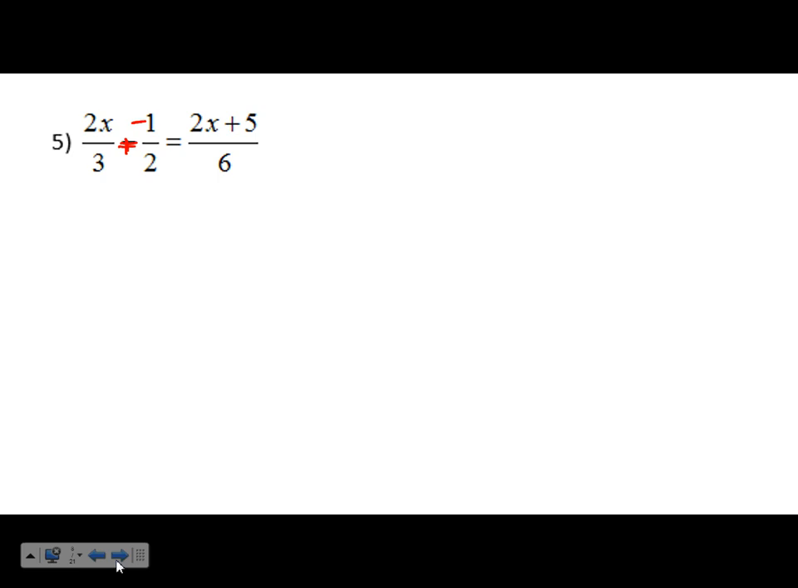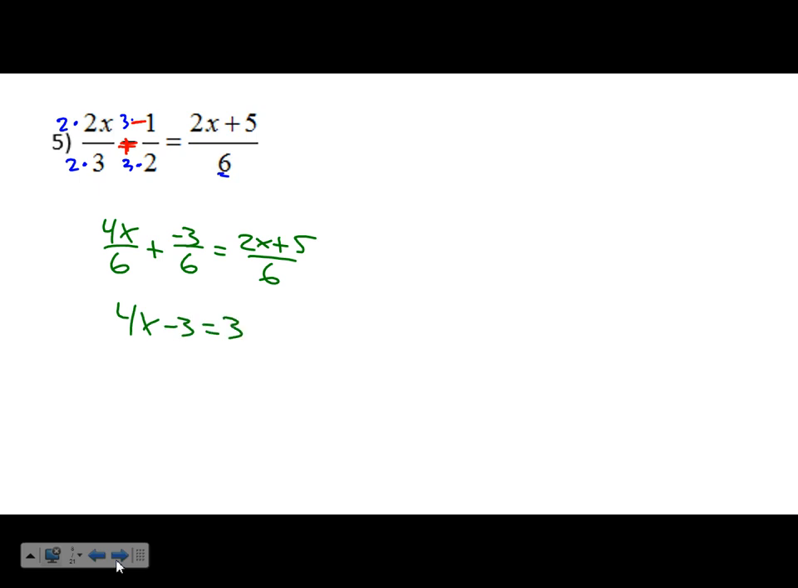And it looks like 6 is going to be the number that we want. So I need to multiply this top and bottom by 2, this top and bottom by 3, and this one it's already 6, so we don't have to multiply the top and the bottom by anything. So 2 times 2x is 4x over 2 times 3 is 6, plus 3 times -1 is -3 over 6 is equal to 2x plus 5 over 6. All those denominators are the same, so we can forget about them. Just list out our numerators.